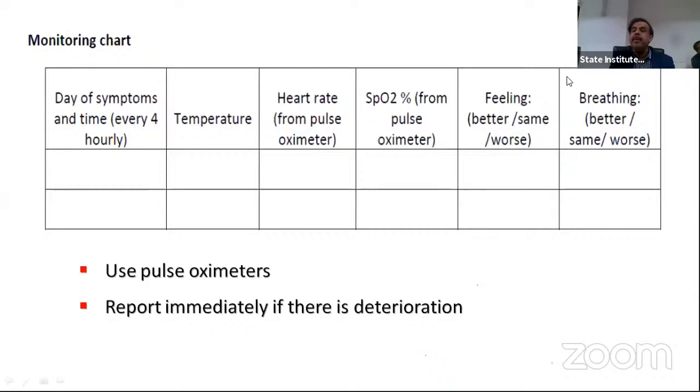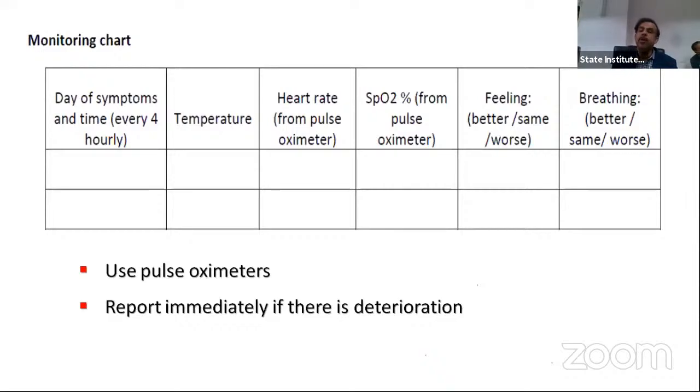Similarly, regarding the breathlessness status, you should ask the patient how he or she is feeling about the breathlessness. Is it better than the previous day or the same or worse? Anything which is worse than the previous day, you have to be cautious and take necessary action accordingly. If the patient is feeling more breathlessness, you have to hospitalize the patient.